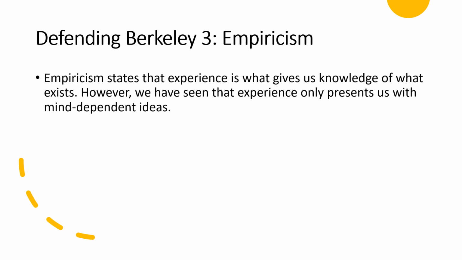And finally, we could defend Berkeley on the grounds of his empiricism. So Locke also was an empiricist, but perhaps Berkeley's theory is more consistent with empiricism than Locke's theory for reasons that we can spell out here. So empiricism, remember, states that experience is what gives us knowledge of what exists. However, we've seen that experience only presents us with mind-dependent ideas or sense data. If what we're perceiving is in our minds, as both Locke and Berkeley argue, then how do we have any knowledge of what's beyond those ideas or perceptions?